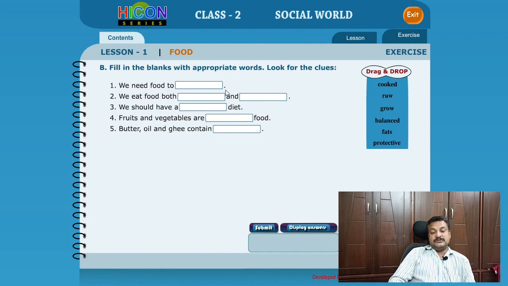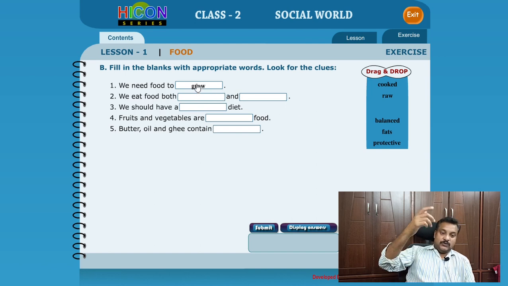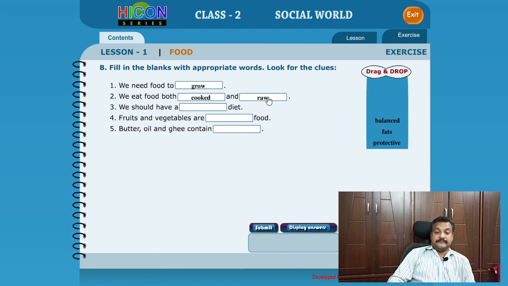So we need food to dash is the first sentence. We need food to dash. So what is the answer? Yeah, grow is the answer. We need food to grow. We eat food both dash and dash. Cooked and uncooked. Okay, so cooked is here. Uncooked is not there, but raw is there. Okay, so we eat food both cooked and raw. Both the kinds of food are eaten by us.